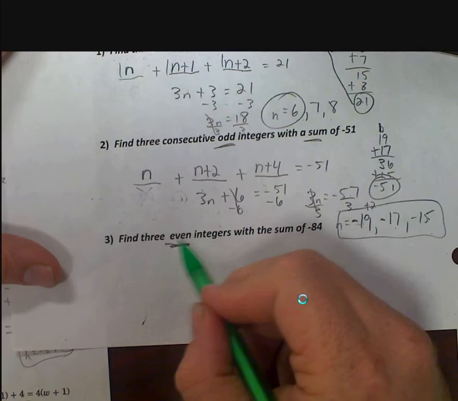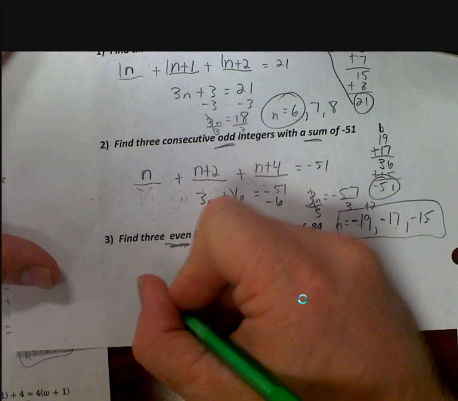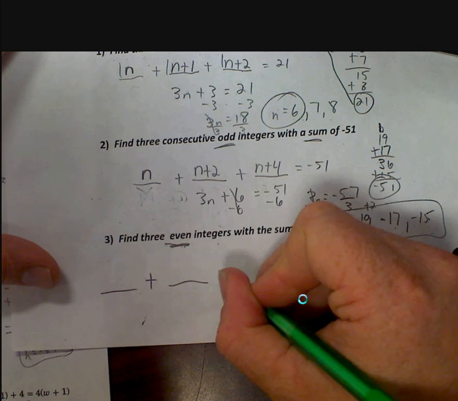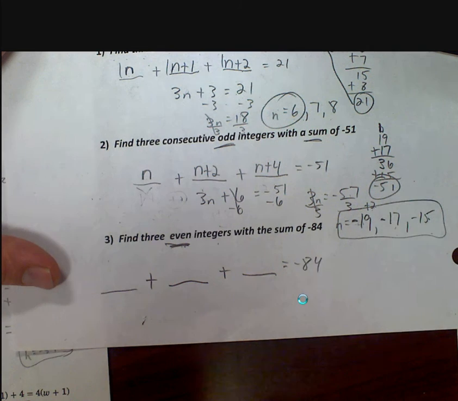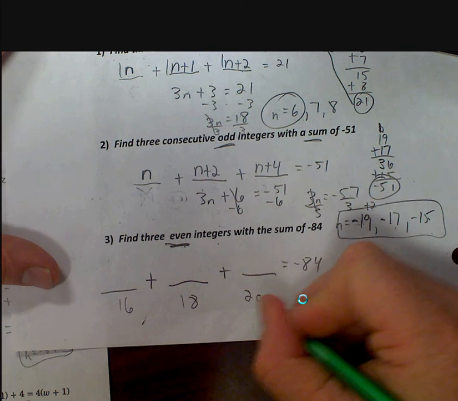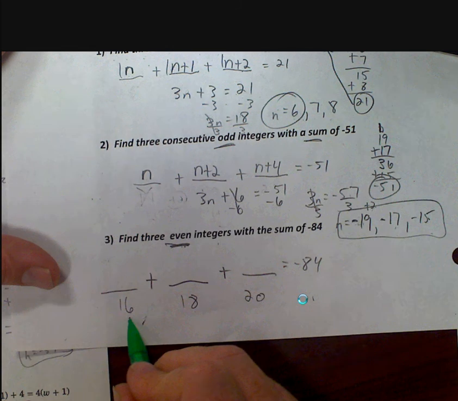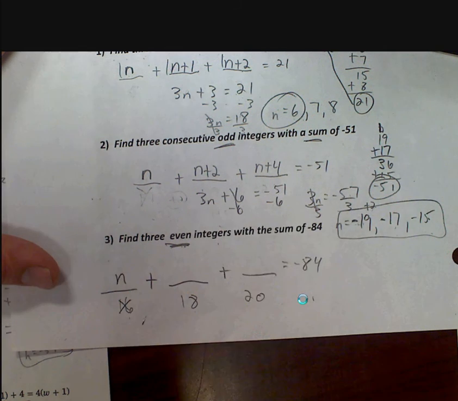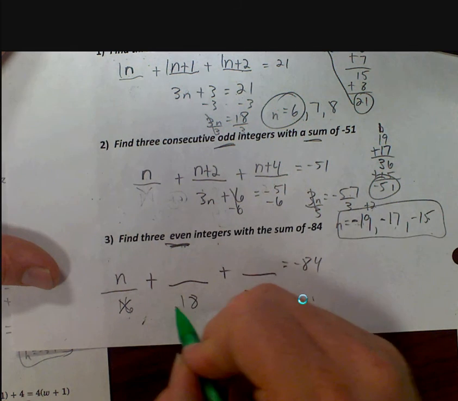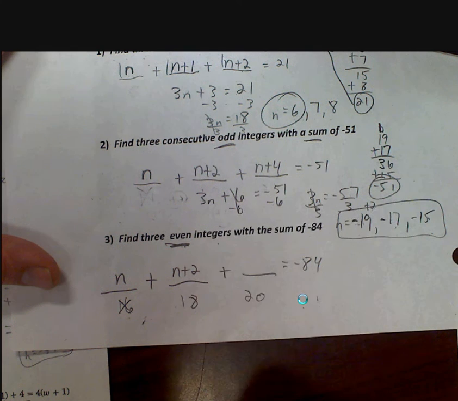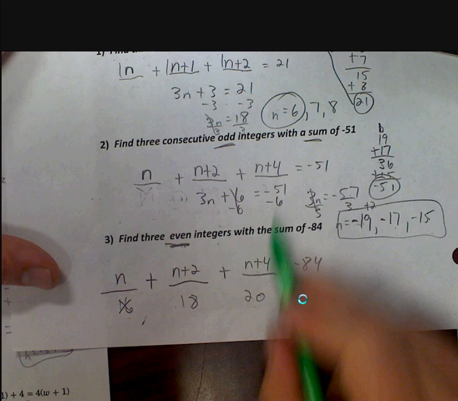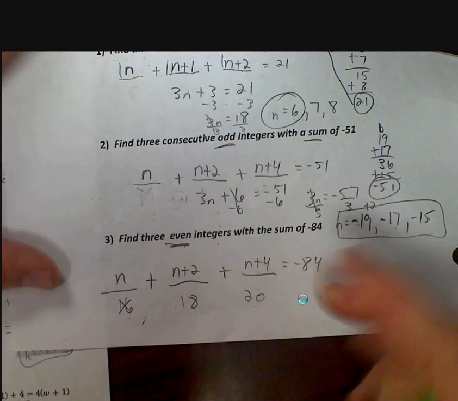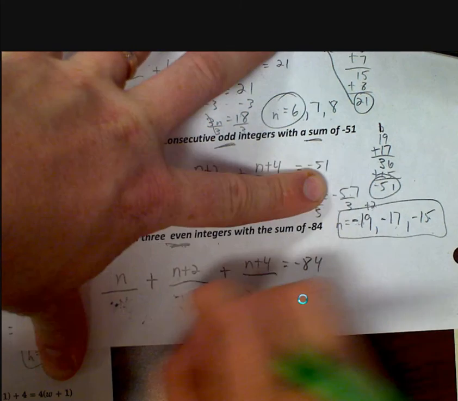Let's look at number 3. Find 3 even integers with the sum. So I'm adding one number plus another number plus a number to give me -84. Once again, let's say I have 16, 18, 20. If I don't know that this is 16, I'm going to put an n. I have to add 2 to get to the next number. I have to add 4 to get from 16 to 20. These are identical setups. Even and odd are identical setups.